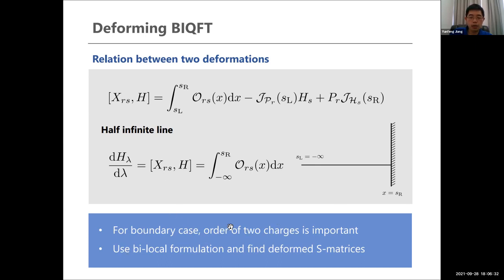One comment is that in the bulk case, the order of the two operators, PR and HS, is not so important when you write down the bilocal deformation. But in the boundary case, it is rather important to keep the ordering in mind. If you have a right boundary, then this HS must be on the right. This is a small subtlety concerning the boundary case. As I said, this bilocal rewriting is very convenient for deriving the deformed S matrix, as I will show in detail now.